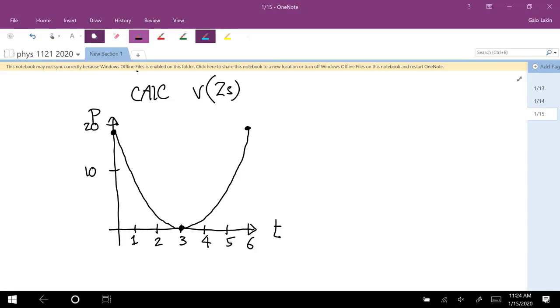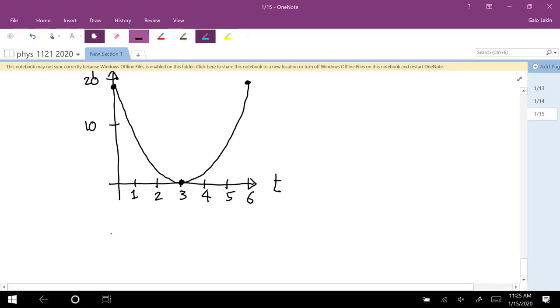So what's the time interval where this object is moving in the negative direction? Yeah, 0 to 3, because if you think of the slopes of the tangent lines of all these points, those slopes are all negative. They're getting closer to 0 as you go. So this object is moving in the negative direction on the interval from 0 to 3.